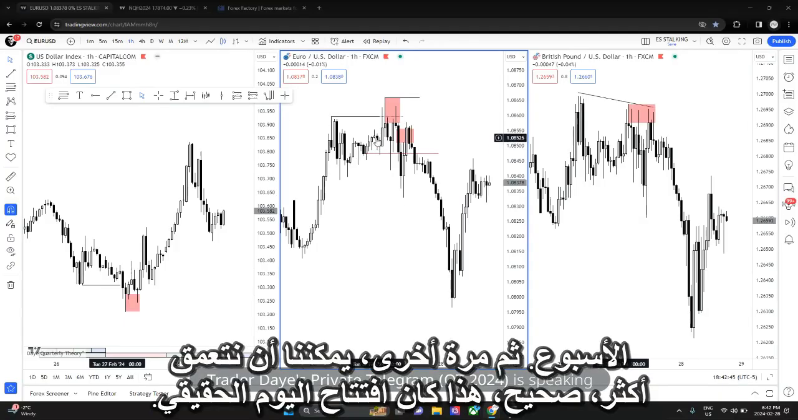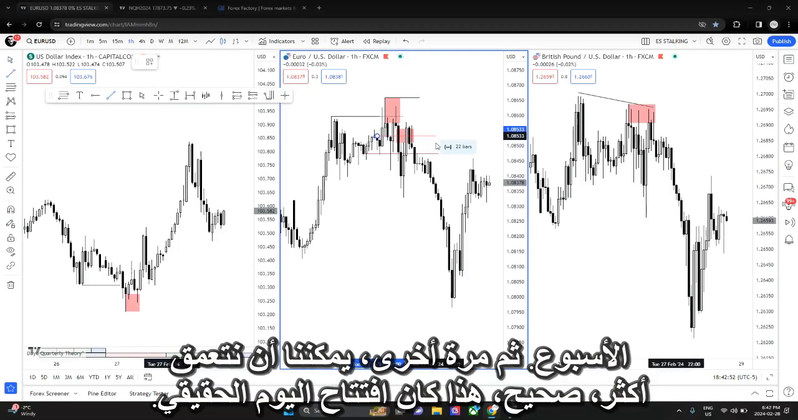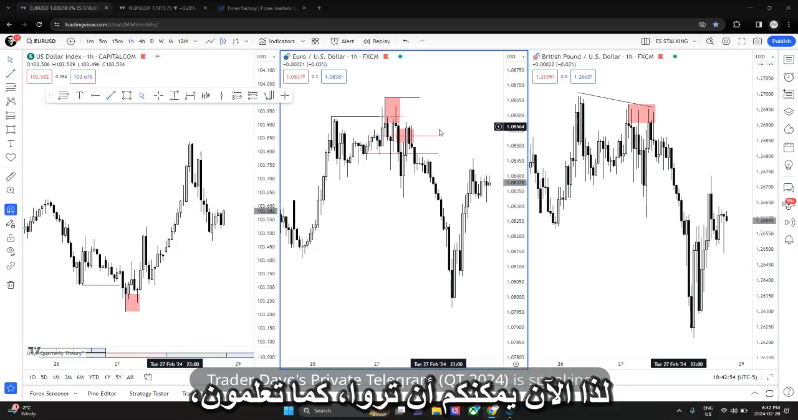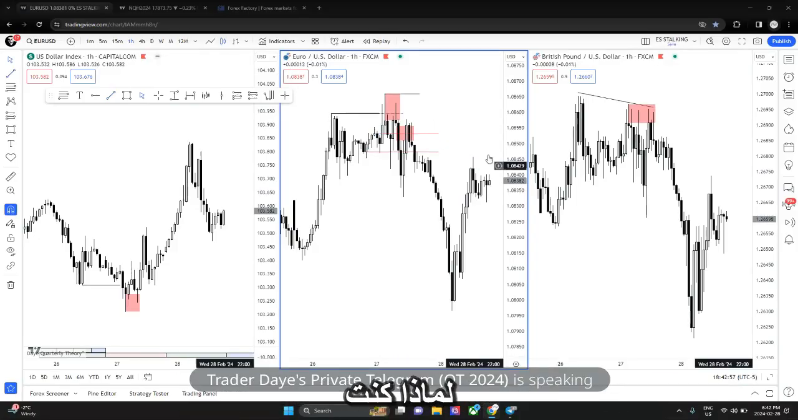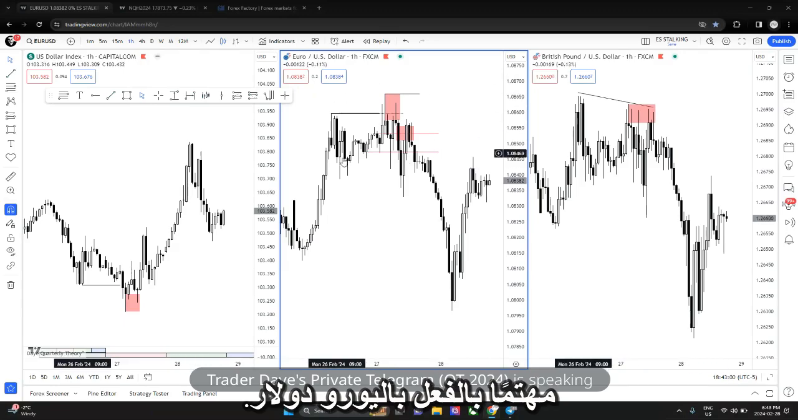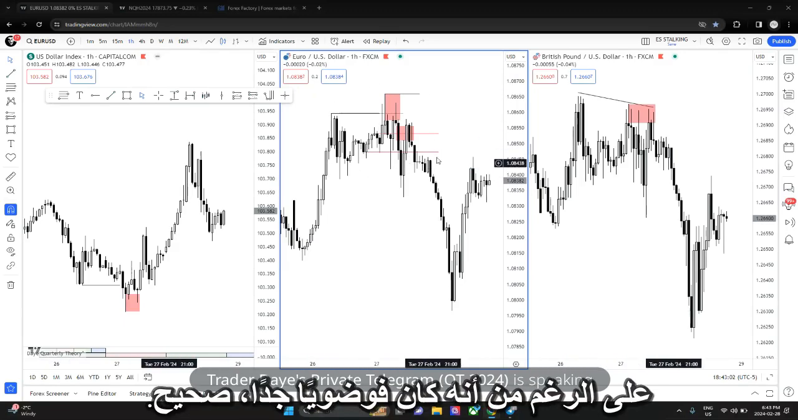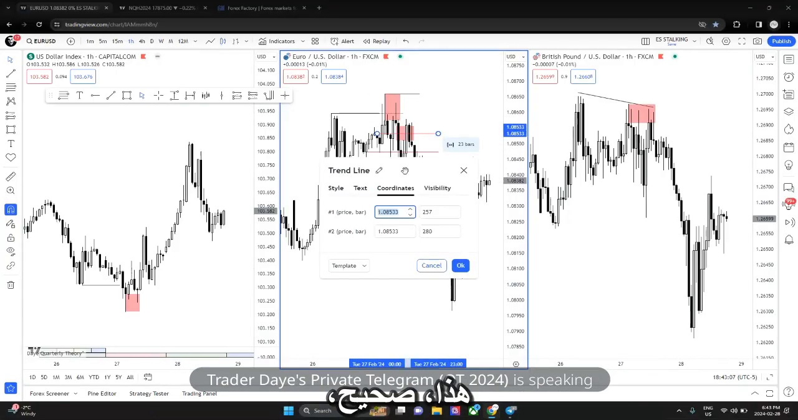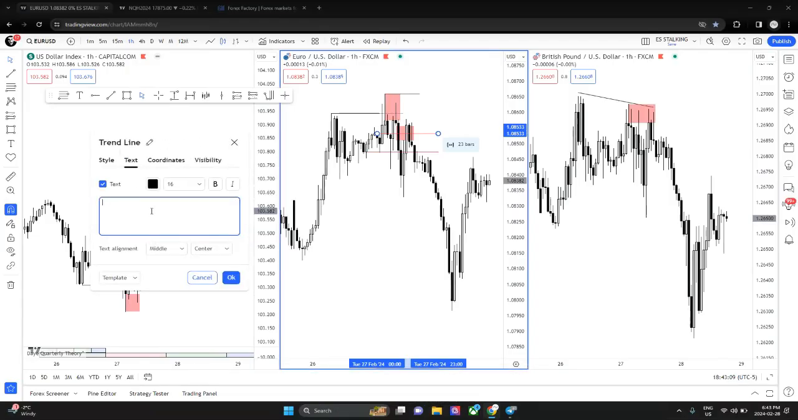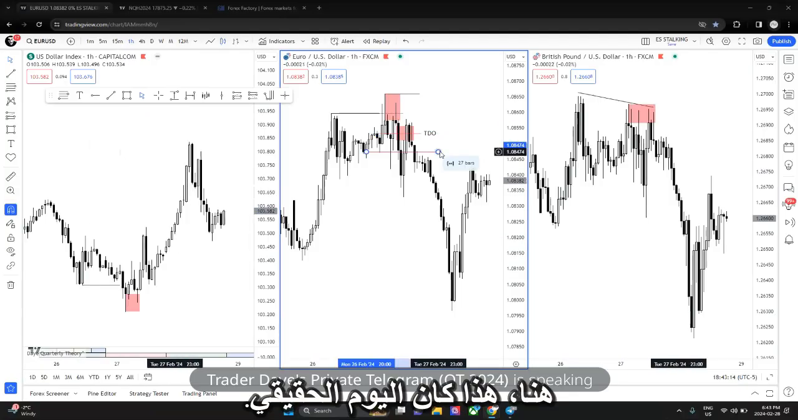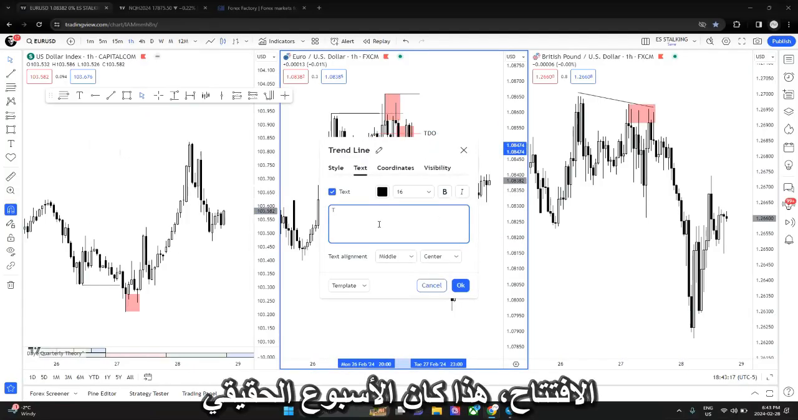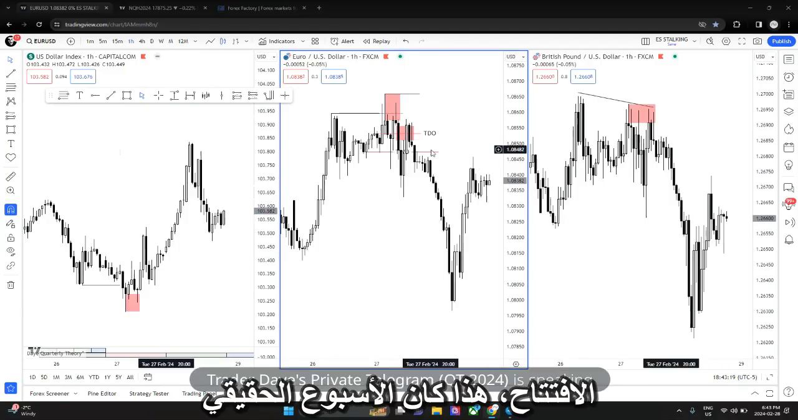Then again, we can go even deeper, right? This was the true day open. So now you can see why I was actually interested in Euro USD, even though it was so sloppy, right? So this right here, this was the true day open. This was the true week open.